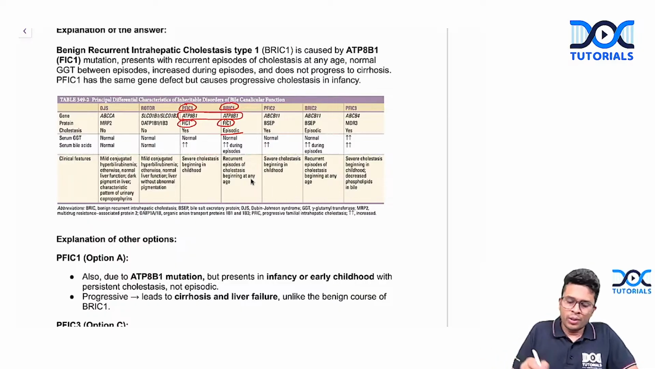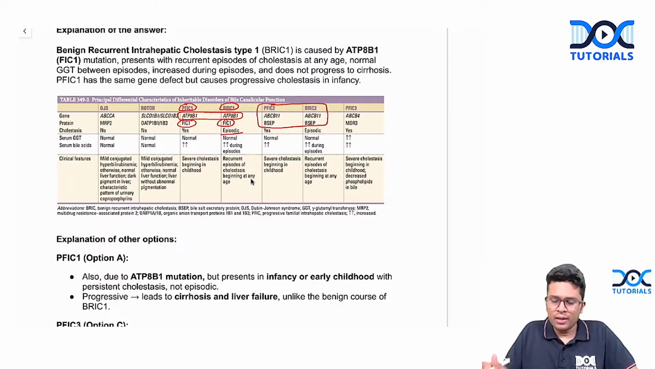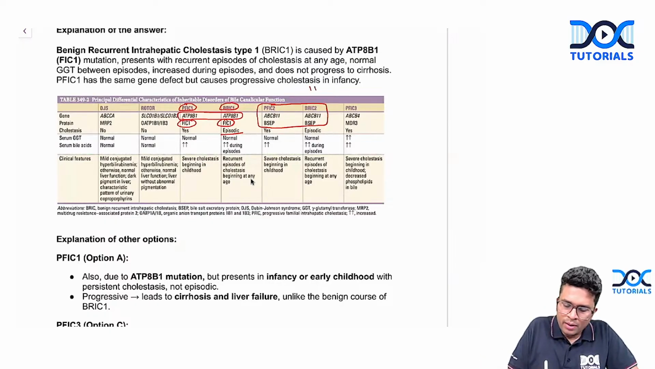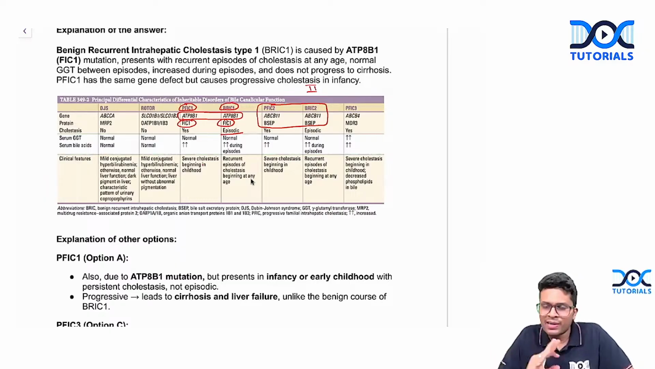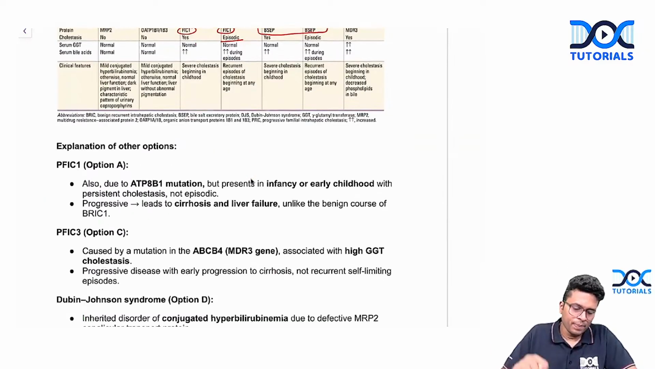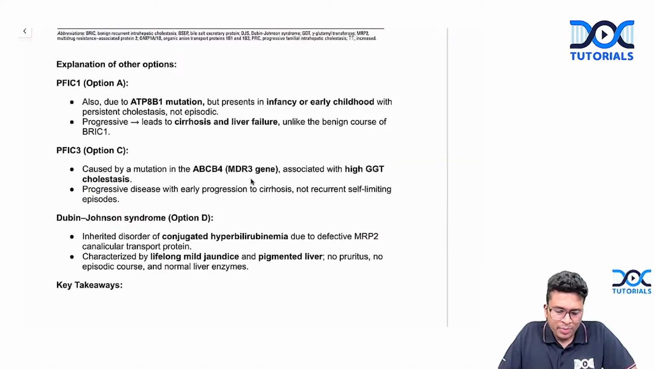Okay. But also remember PFIC2 and BRIC2 are caused by ABCB11. Remember, Roman number 2 looks like 11. So ABCB11. There are various tricks to remember this, which I've again discussed in classes before. So these are the other options. PFIC1 is not an option because it presents in infancy and early childhood and is a progressive condition. PFIC3 has high GGT and is caused by ABCB4 and MDR3 mutation.